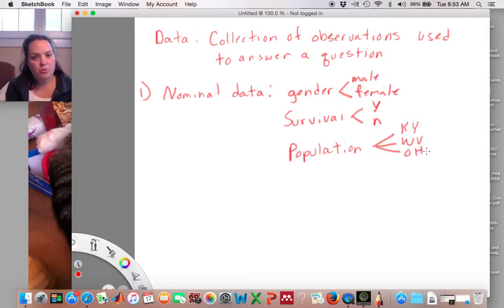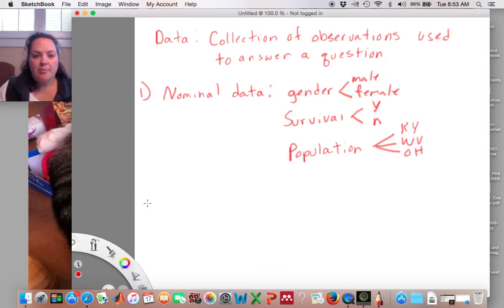But what you'll notice with these, with the yes or no, with the gender, with the population, is that my data is either one category or another category. It can't be both. It's not along any type of scale that could make it part from a Kentucky population, but also from a West Virginia population. They're in discrete areas. So nominal data are discrete categories of data.